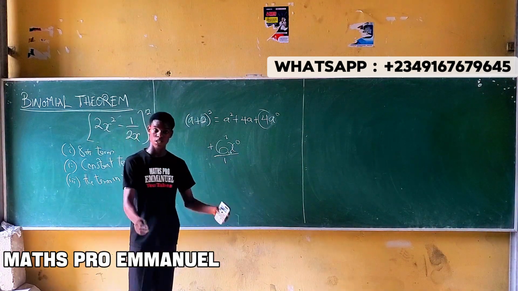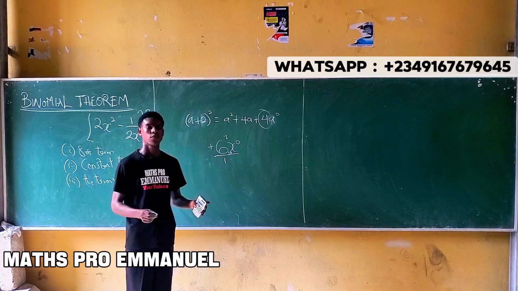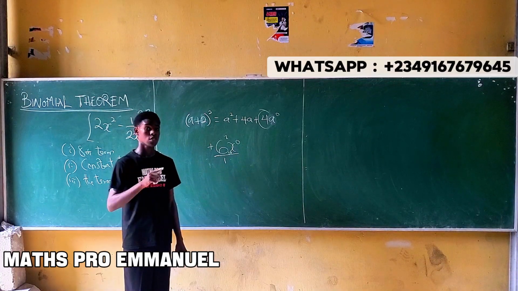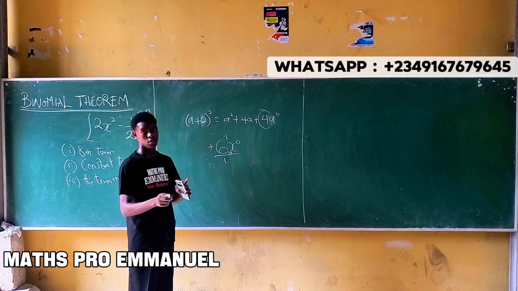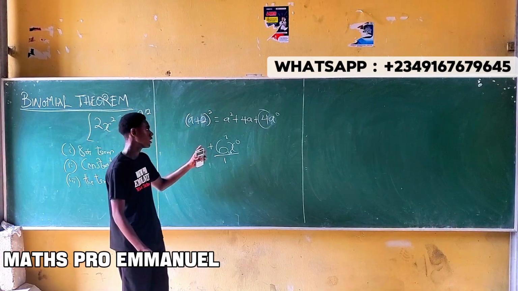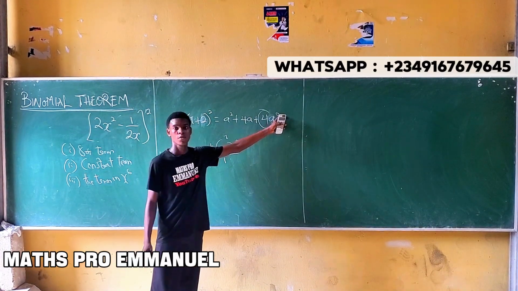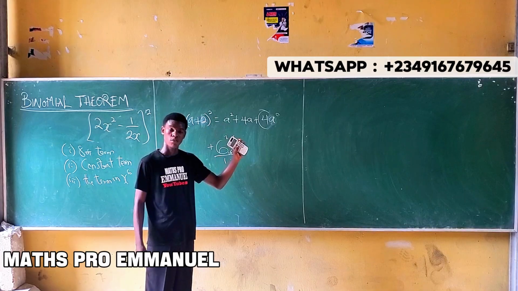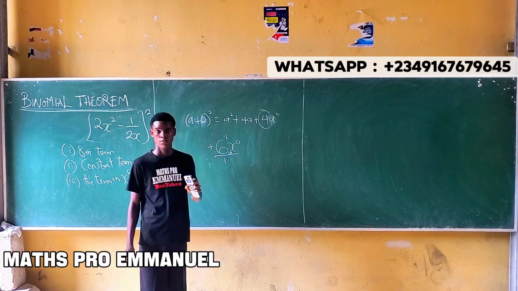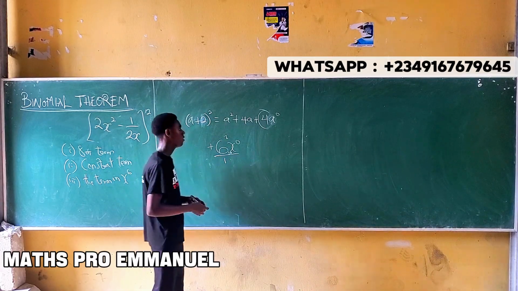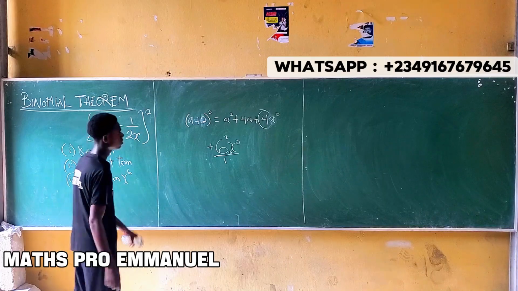For every constant term, you can take note of this: you will equate your expression to 0. Just know that for every constant term, there's an index of 0 here. That means after solving what I'm about to solve now, you must equate your result to 0. Just get that. Now, let's solve this to find the constant term.